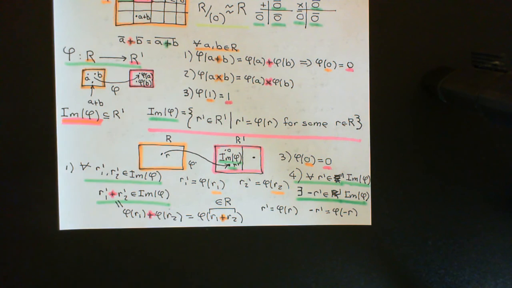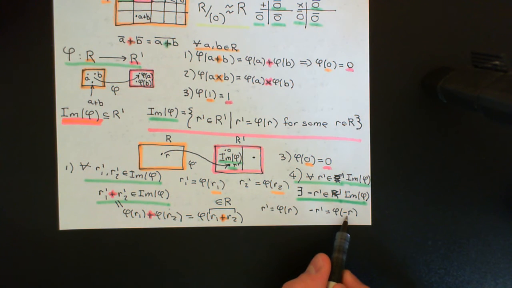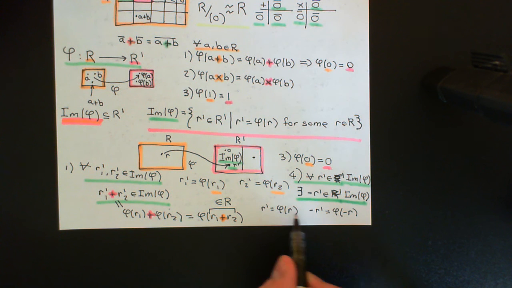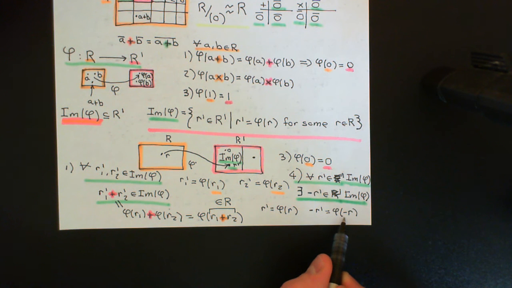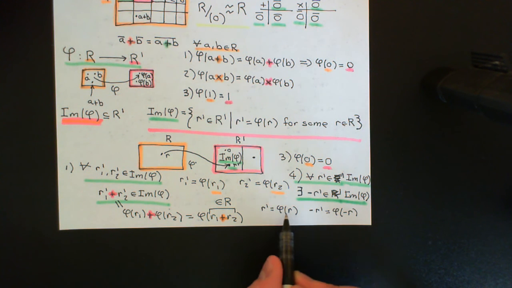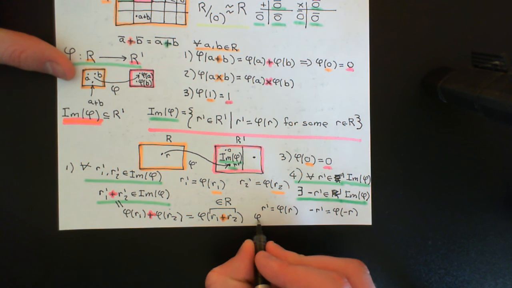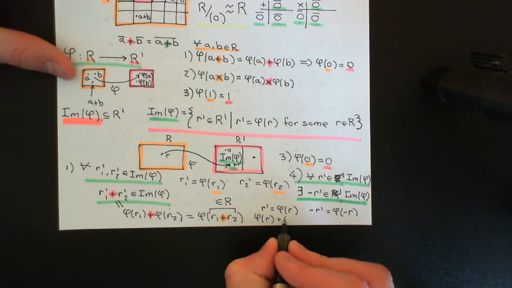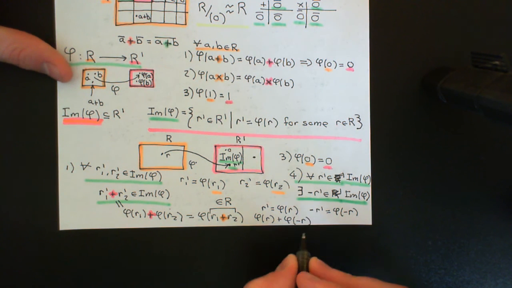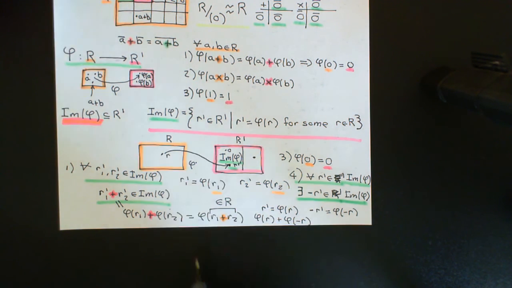Okay, and how can I show this? Well, just consider adding this one to this one. If I want to prove that this is this thing's additive inverse in the codomain ring, then all I need to do is add the two of them together. So take phi of r and add it to phi of negative r here, and prove that that gives me the additive identity in my codomain ring. Because that's the definition of an additive inverse, something that adds to the element to give the additive identity.